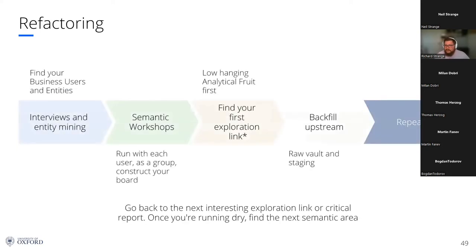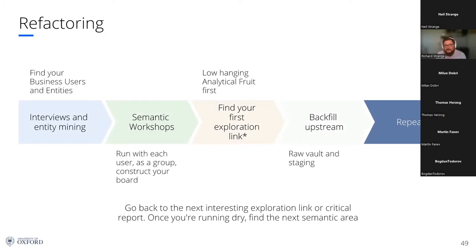And then once that's delivered, you can hand that over to BI. They start to look at it. You start to get analytical value very, very early on. And you go back and look at your next exploration link, hopefully one that's adjacent. The idea is at that point, it becomes like a standard agile pattern, right to left build Data Vault, where you incrementally build and test your architecture as you go.